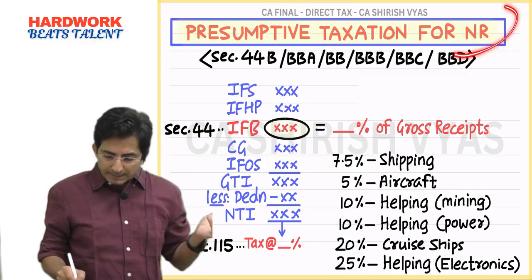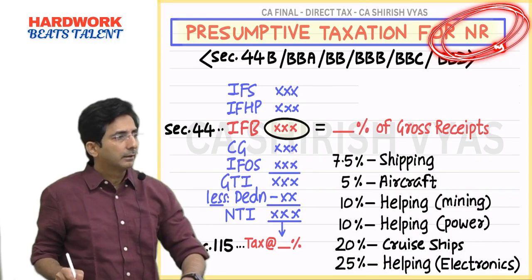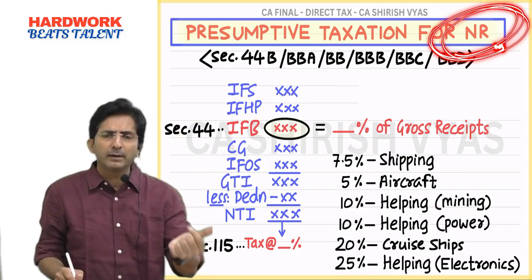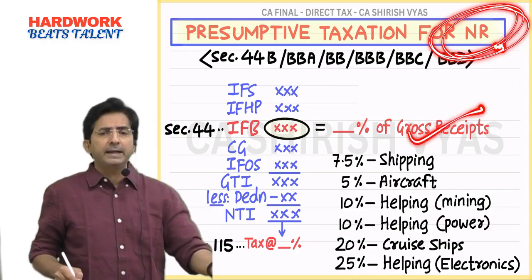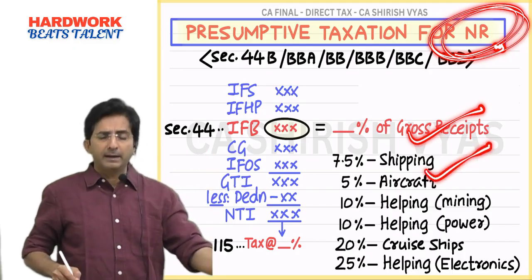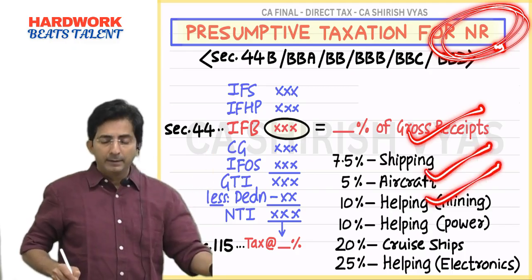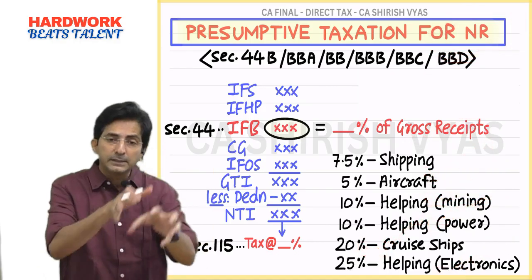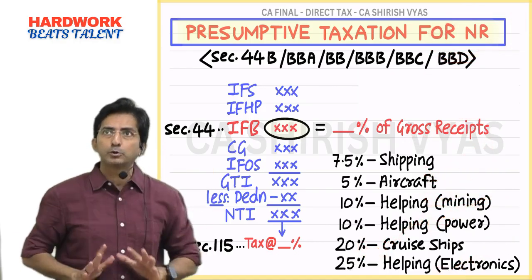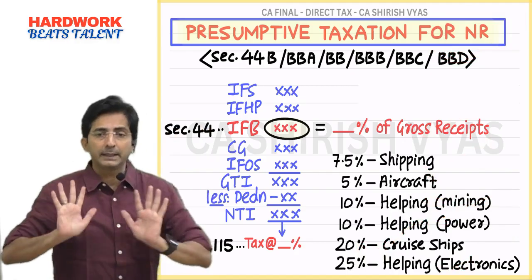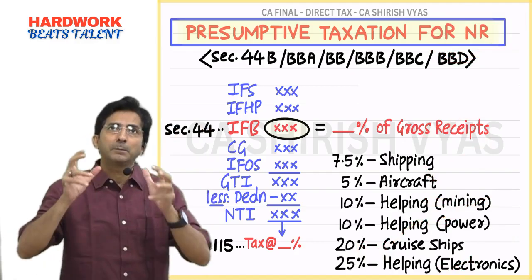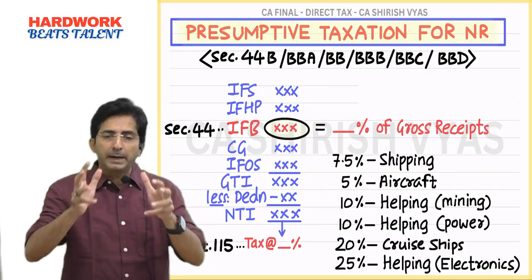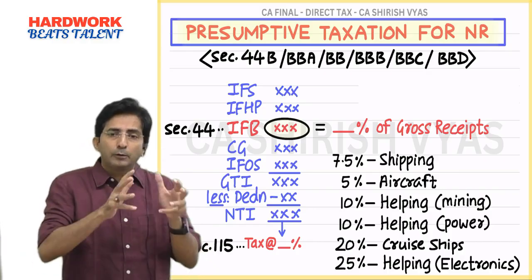In every section, NR is doing something. But what you have to remember is, what is he doing in India? So answer one by one. He is doing shipping in India. He is doing aircrafting in India. He is doing helping in India. Again helping, again cruising. So these are the things he is doing. See, this is a way to remember. As a student, you should remember NR is doing something in India. So what is he doing? Shipping, aircrafting, helping power, helping mining, helping electronics and cruising.